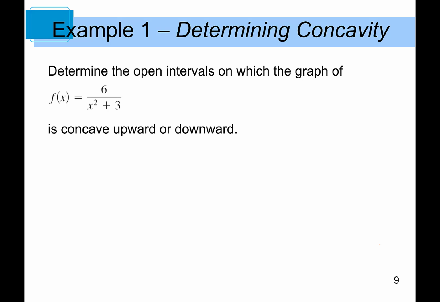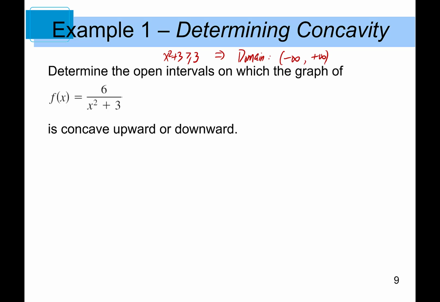Alright, let's look at an example and see how we determine the concavity. Determine the open intervals on which the graph of f of x equals 6 over x squared plus 3 is concave upward or downward. If you look at the function, since x squared plus 3 is always greater than or equal to 3, the denominator is never going to be 0. So the domain of the function f of x is from negative infinity to positive infinity. This is very important when we carry out the problem later.